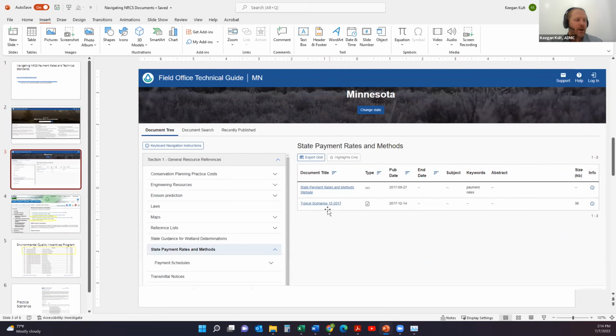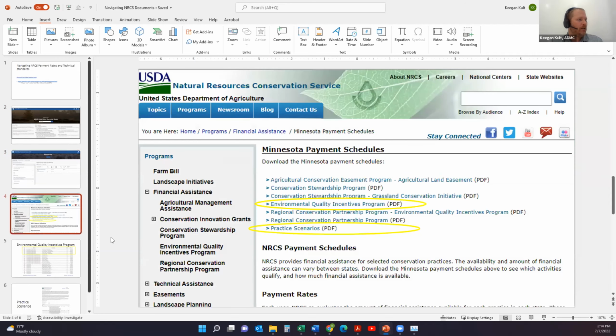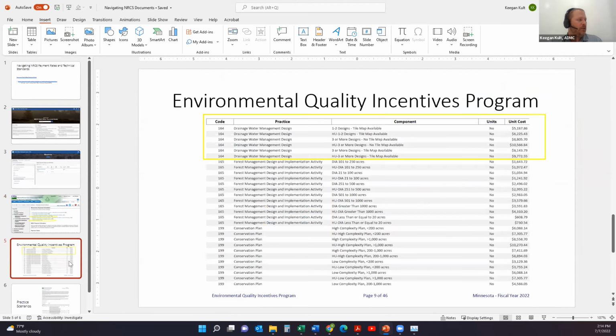What pops up on that web page might look slightly different from this, but I think if you can at least get to your state in section 1, you'll end up finding the payment rates. Minnesota, you eventually get to this. The EQIP program, usually that's a good PDF to go to find that. The practice scenarios give you a little bit more detail about how they came up with those numbers. If you click on that EQIP program, it gives you just a line by line of the different practice scenarios available and the estimated cost share on those.